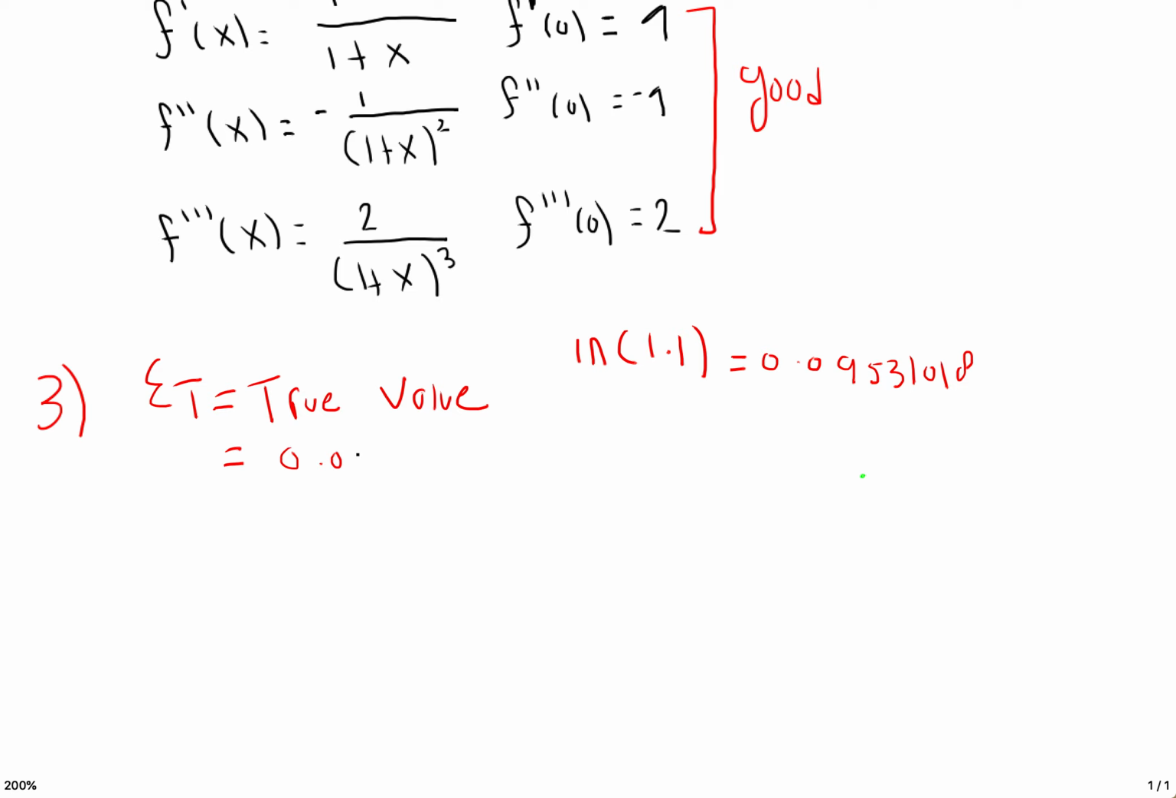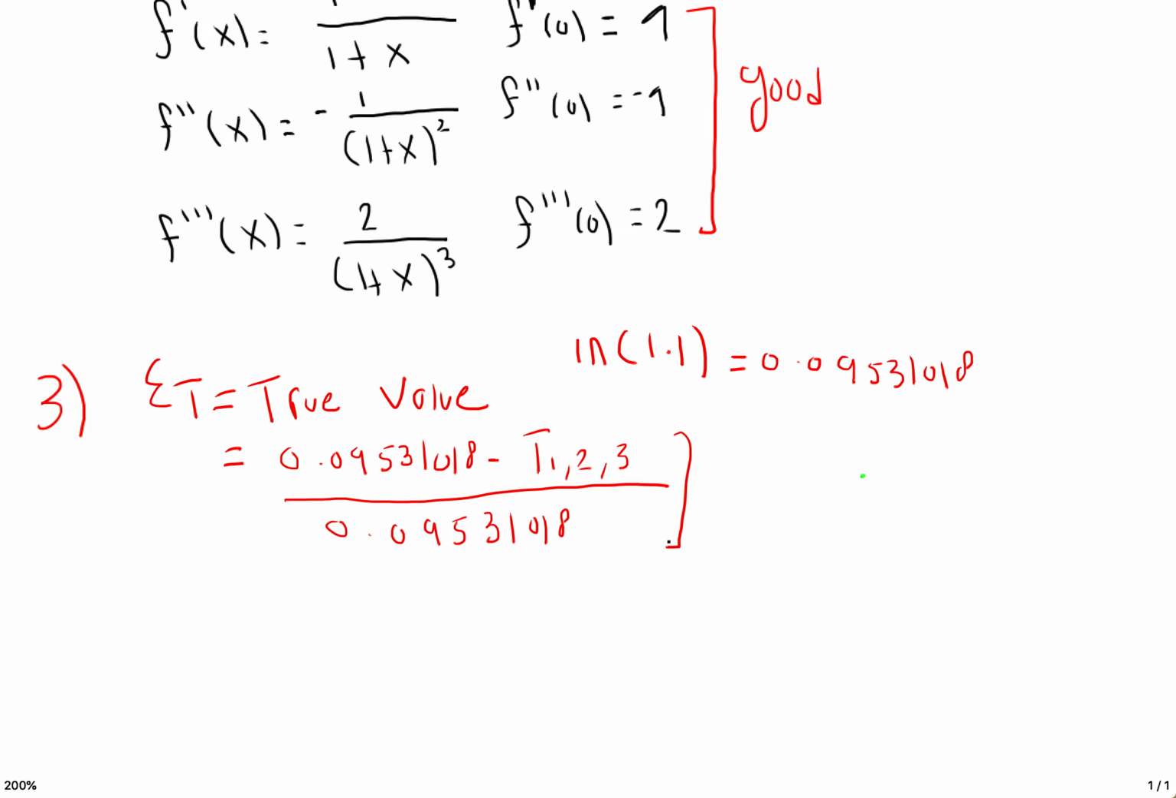So to find the true value, you would just do this minus the number that you just calculated, or in better words, the term you just found. We'll call it T1, T2, or T3 of the Maclaurin series, and then over 0.09531018. This might seem a little wordy, so instead I'm going to do an example.